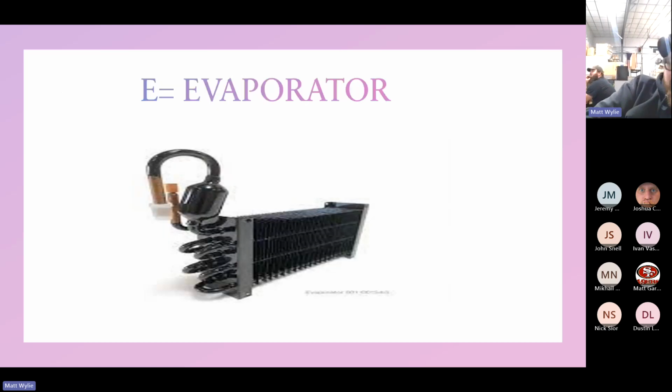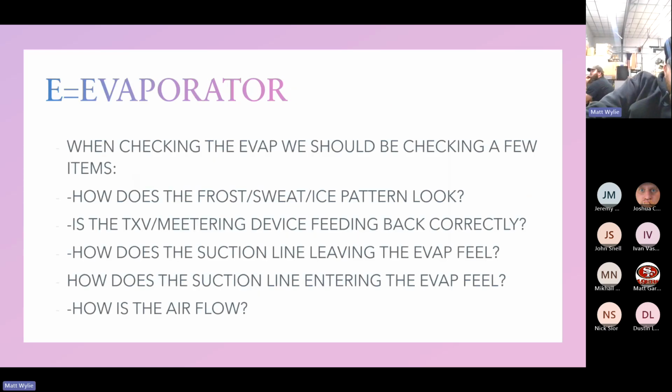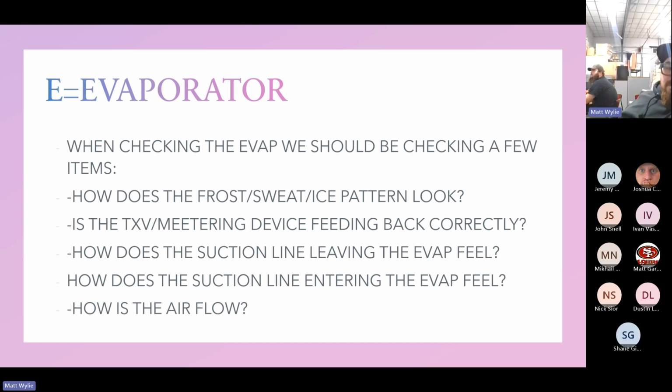So next one, evaporator. When checking the evap, we should be checking a few items. How's the frost pattern, ice pattern, sweat pattern look? Looking at the evap, you can tell most of the time if your metering device is working properly. Is the TXV metering device feeding correctly? Are we flooding back? Do we have too much or too little refrigerant?